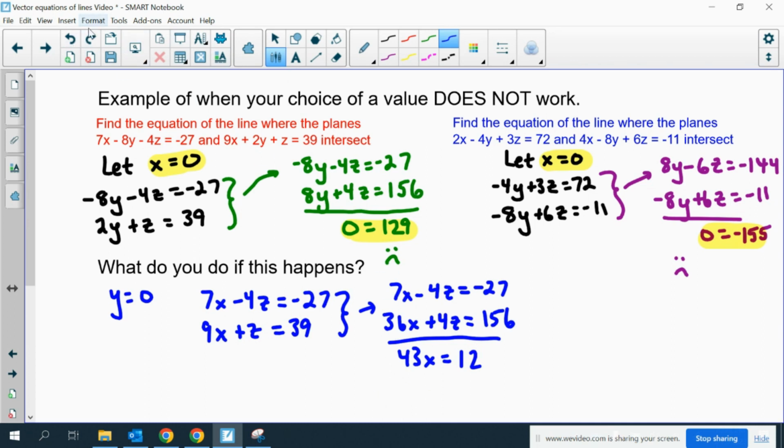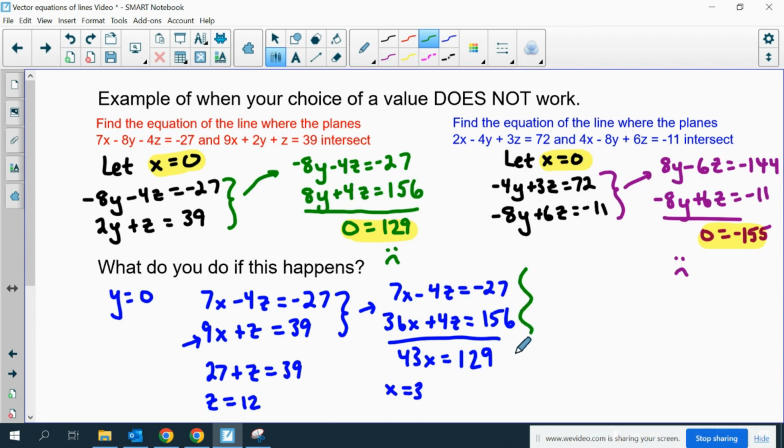Then I would take x equals 3 and plug that back in and find what z is, since I already know that I picked y to be 0. So if I plug in x equals 3, I'll plug it into this one. 27 plus z equals 39. So z equals 12. So what I end up with is a point on the graph, 3, 0, 12. Point on the line, 3, 0, 12.